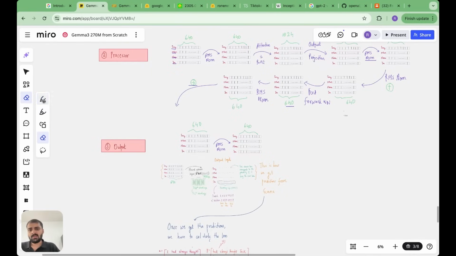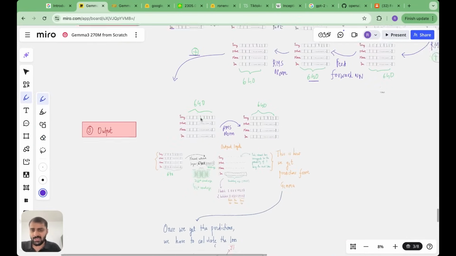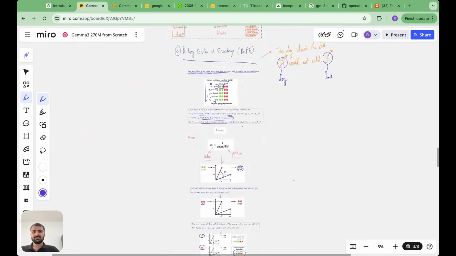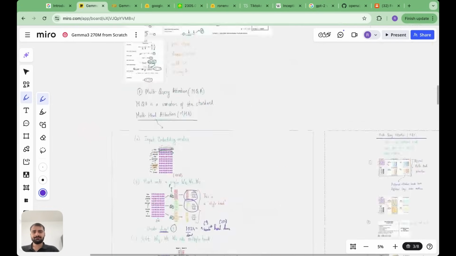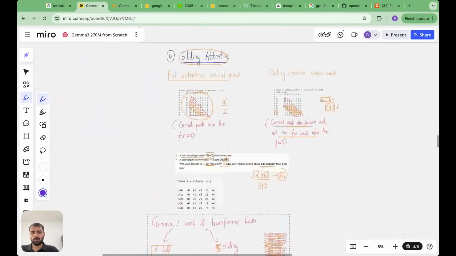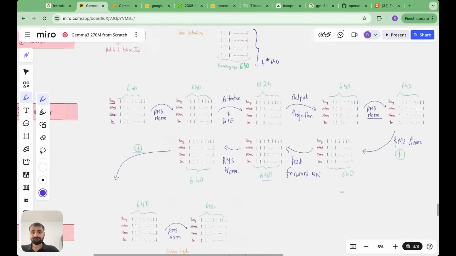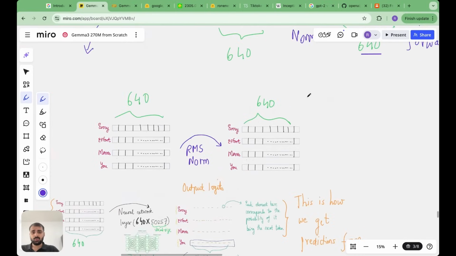output layer. So when we come into the output layer, again we have these four tokens with a 640 dimensional vector. The first thing which happens in the output layer is again RMS normalization, right? So we have the output layer, and we have RMS normalization over here. So it maintains the dimension which is 640.